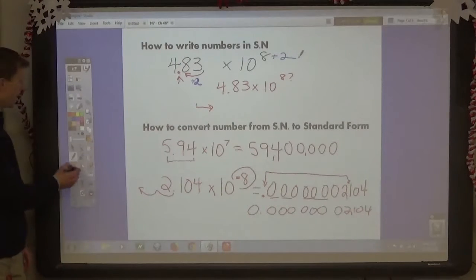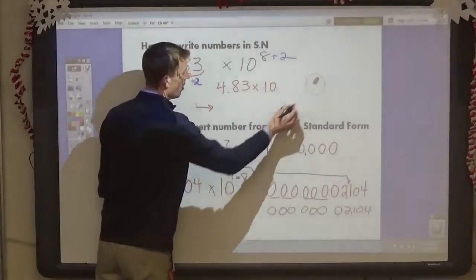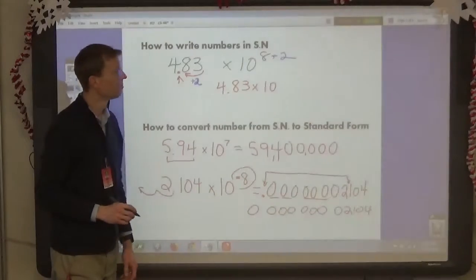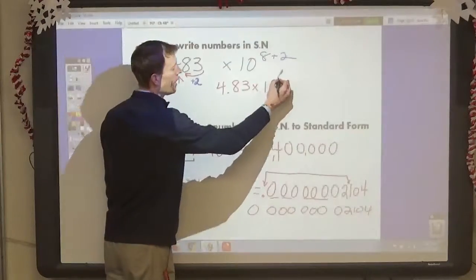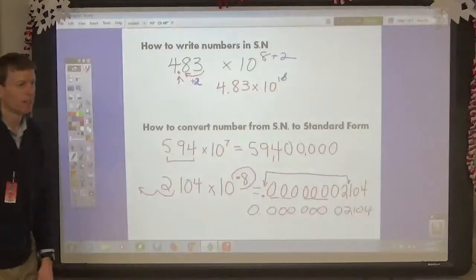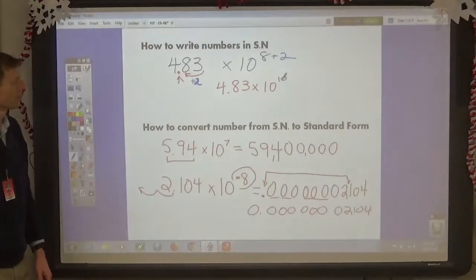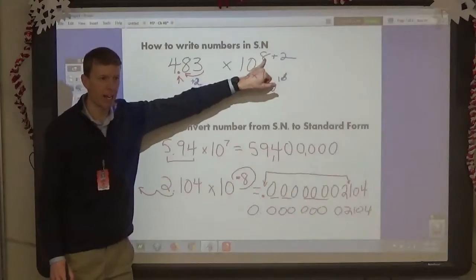Okay? What would the answer be then? Not 10 to the 8th power. Nate? 10 to the 10th. 10 to the 10th power. Yep. 10 to the 10th power. Okay? That's the same as 483 times 10 to the 8th power.